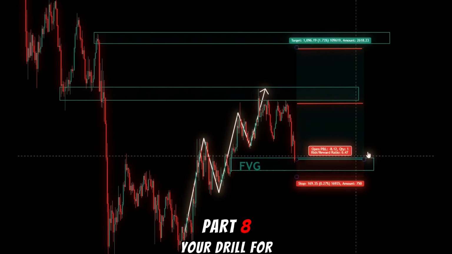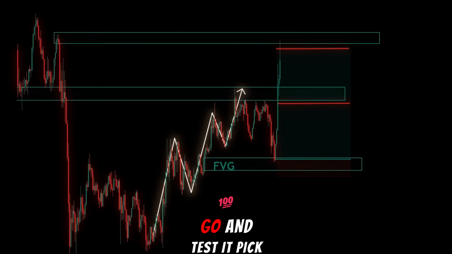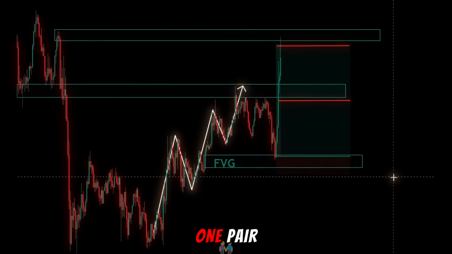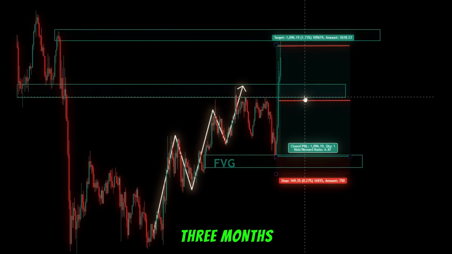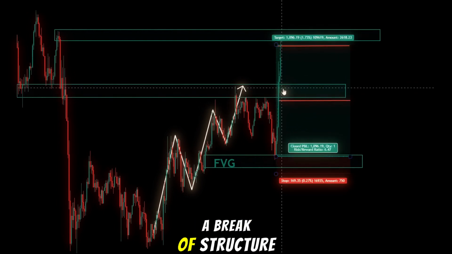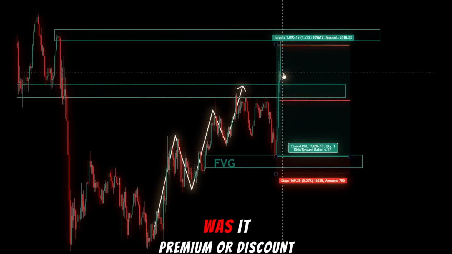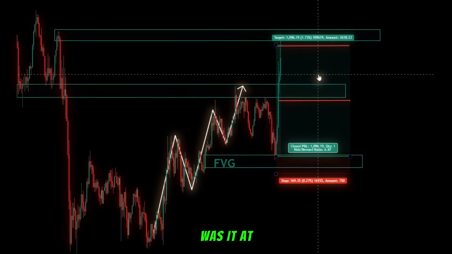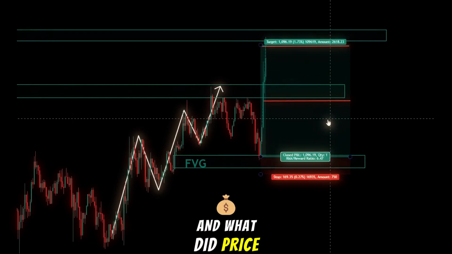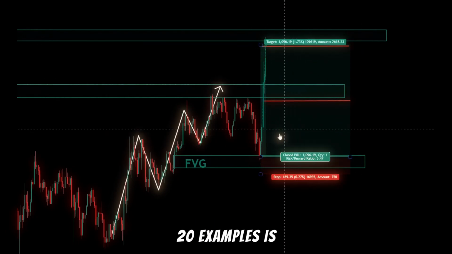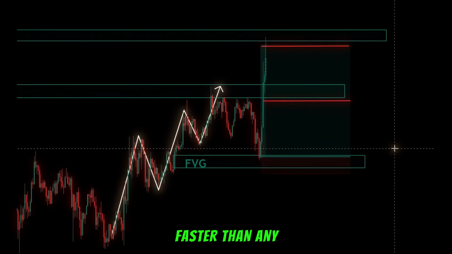Part 8. Your drill for this week. Don't take my word for any of this. Go and test it. Pick one pair, open the H1, and scroll back through the last 3 months. Every time you find a break of structure, mark the gaps that follow and log 4 columns. Was it premium or discount? Was it at the extreme? Was it already mitigated? And what did price do when it arrived? 20 examples is enough to build real conviction, and you'll spot your own pattern of mistakes faster than any course can tell you.